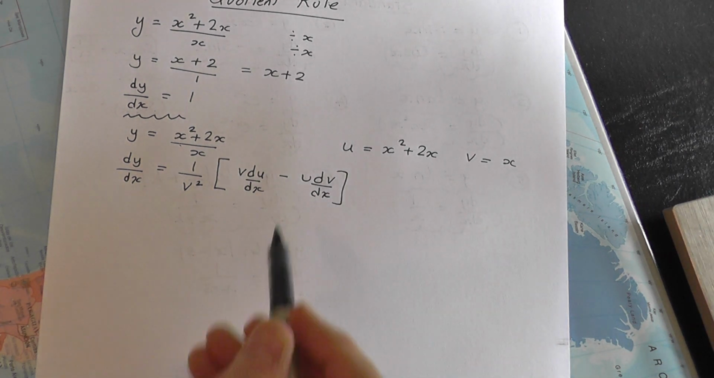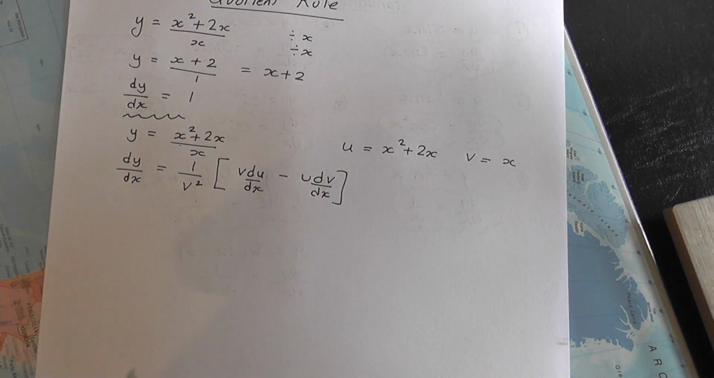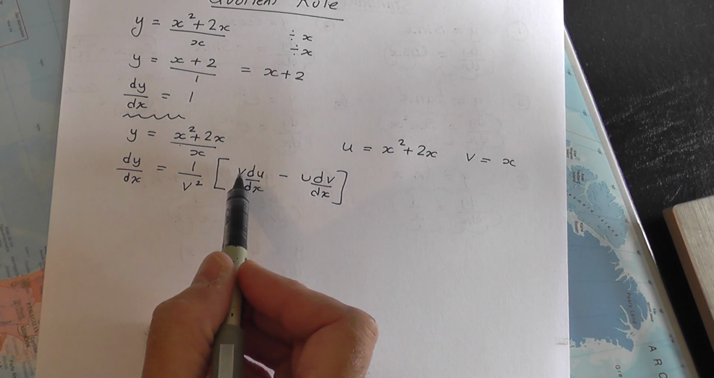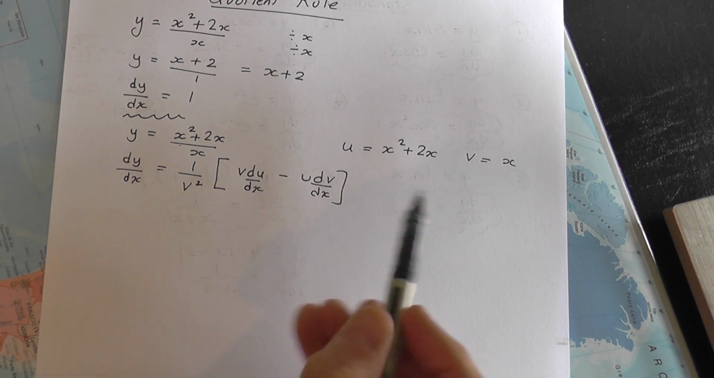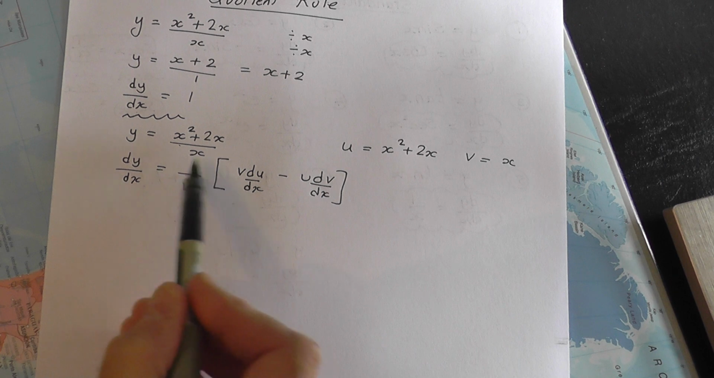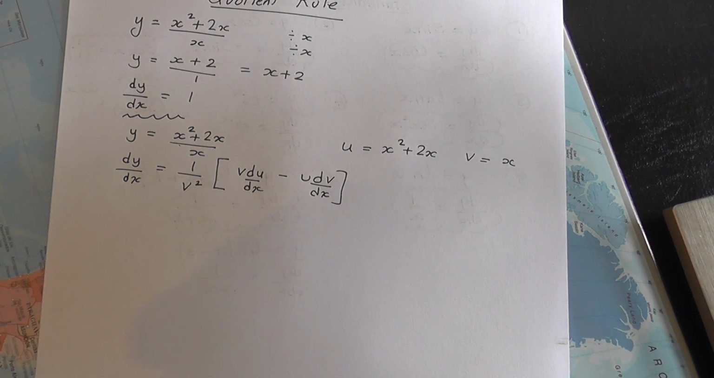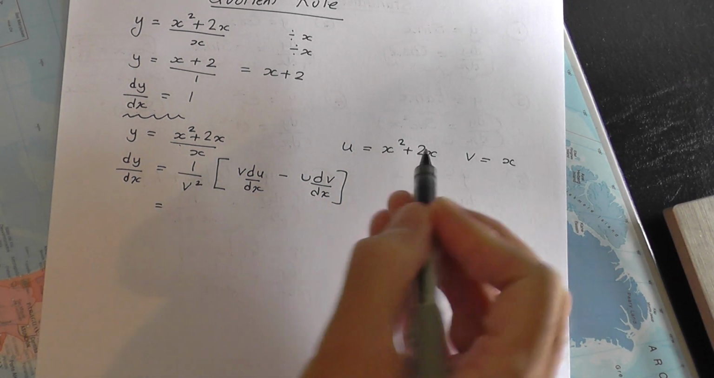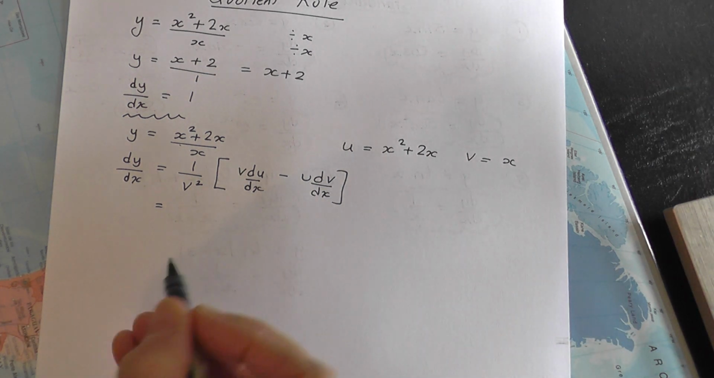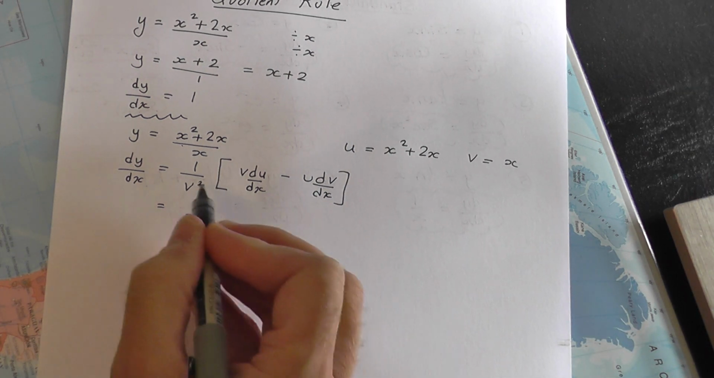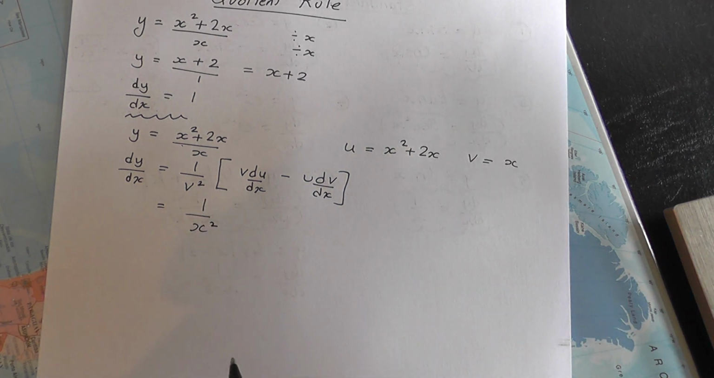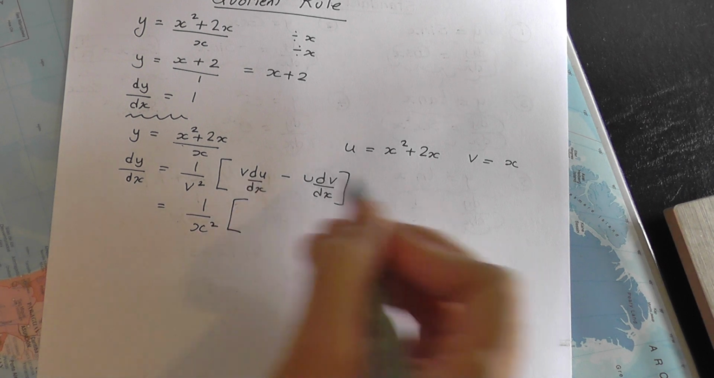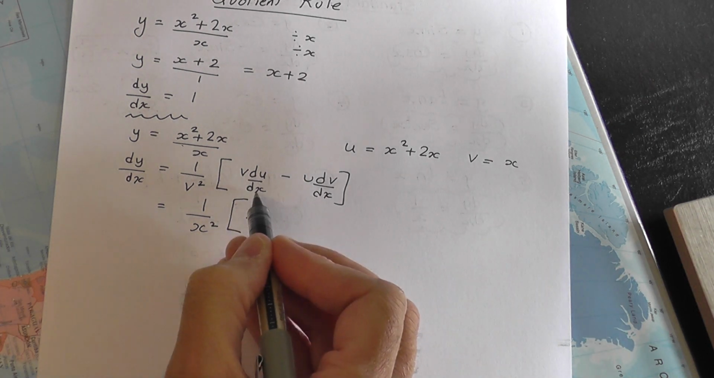Now, it looks very similar to the product rule, but notice that the v comes first, unlike the product rule where you had to begin with u dv by dx. Here it's v du by dx, and there's a takeaway in the bracket, as well as this thing outside the bracket. Let's substitute the things that we've got into the formula. So 1 over v squared. What's v? v is x, so v squared is x squared. Big square bracket. v, that's x, times du by dx.